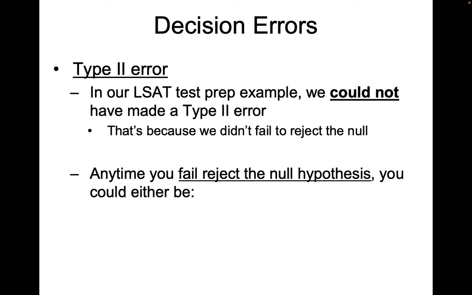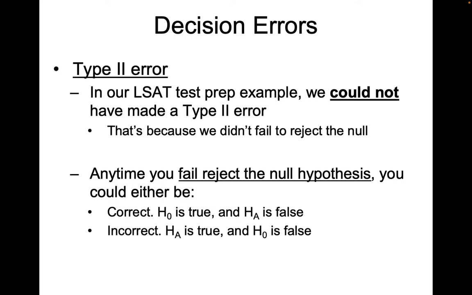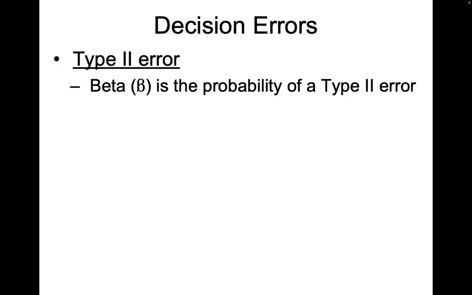However, anytime we fail to reject the null hypothesis, we could make a type 2 error. We don't definitely make a type 2 error, but there's a chance we make a type 2 error. Because anytime we fail to reject the null hypothesis, you could either be correct, right? The null hypothesis is actually true, so failing to reject it is a good thing, and our research hypothesis is false, or you could be incorrect, that the research hypothesis is true and the null hypothesis is false. Beta is the probability of making a type 2 error.